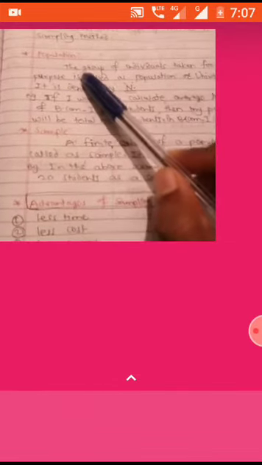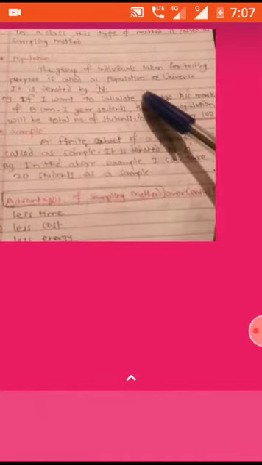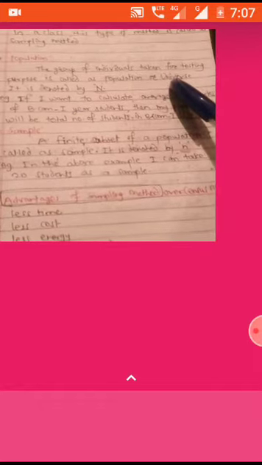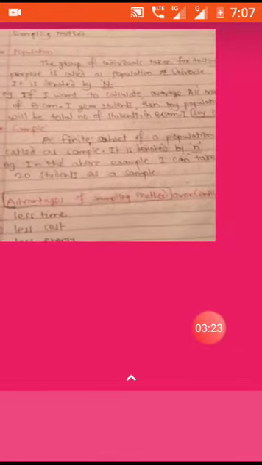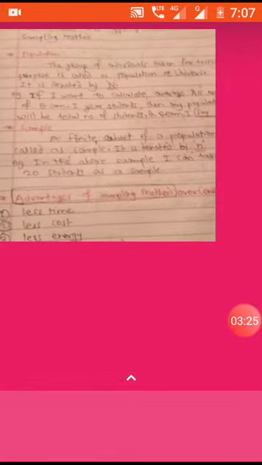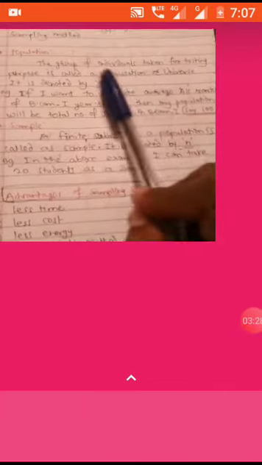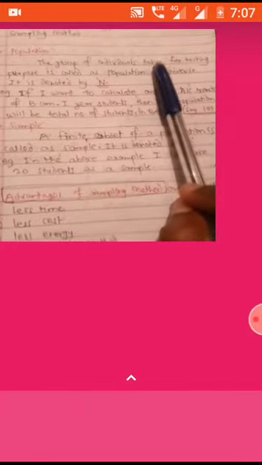What do you mean by population? Population is not India's population. There is a different meaning in statistics. The population is the group of individuals taken for testing purposes, which is also known as the universe. It is denoted by capital N. From this definition we can understand that whatever group of individuals you take for testing purposes is your population.